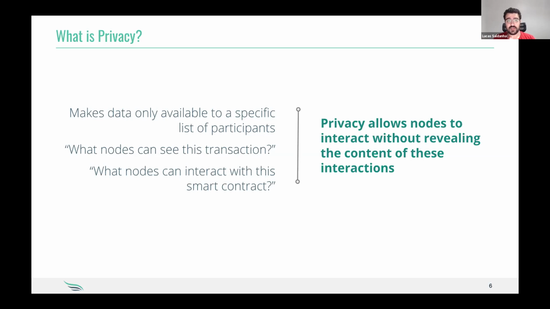With privacy, you have the option of selecting a few nodes in the network that are going to be able to see that transaction. So for example, if I'm deploying a smart contract, I can decide that that smart contract is only going to be visible by a few nodes. And only those nodes will be able to know about the existence of the contract. Only those nodes will be able to interact with that contract. And for everyone else that is not a participant on that transaction, they won't even know that the contract exists. It's all about interacting with other nodes without revealing the content of the interactions. That's the key thing here.